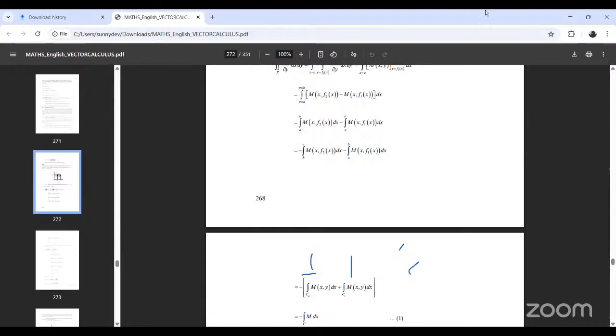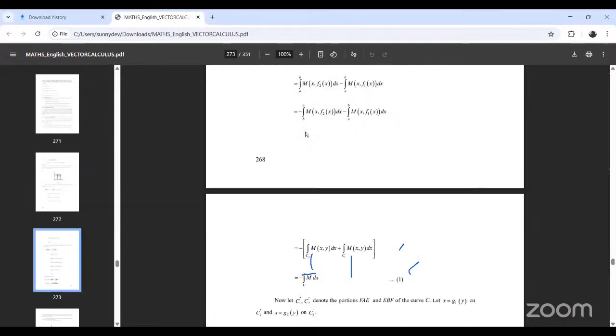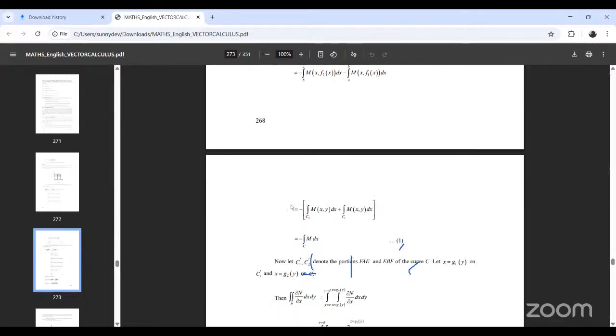Observe one thing here: a to b is there, so I am changing it to minus b to a, and putting the minus symbol here. If you take the minus common, this is M(x, f1) dx, where b to a indicates the curve C2 and a to b indicates the curve C1. So finally, taking the minus common, we get minus the integral of M dx. This is the first equation.